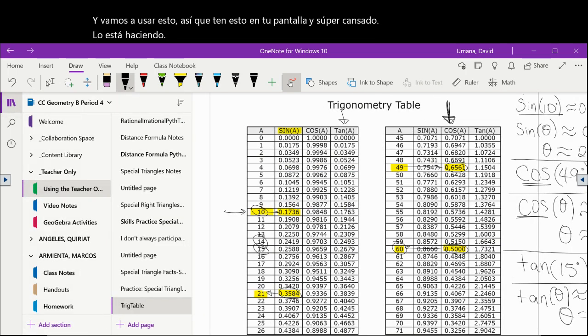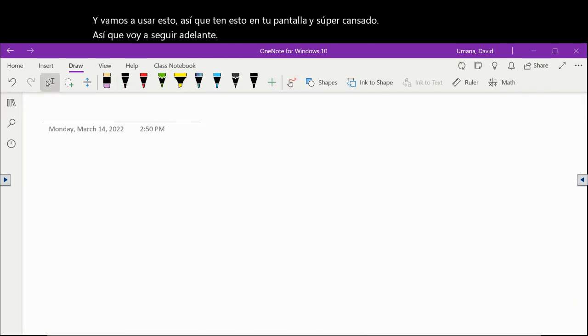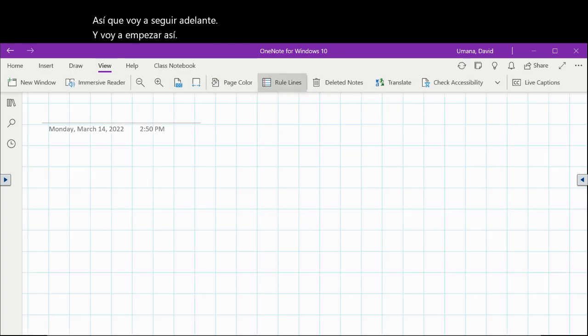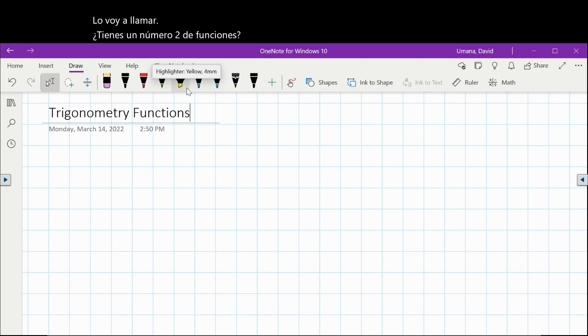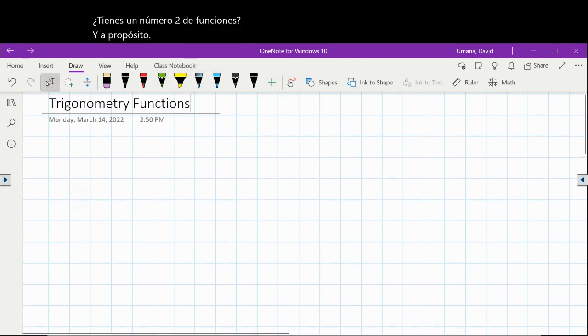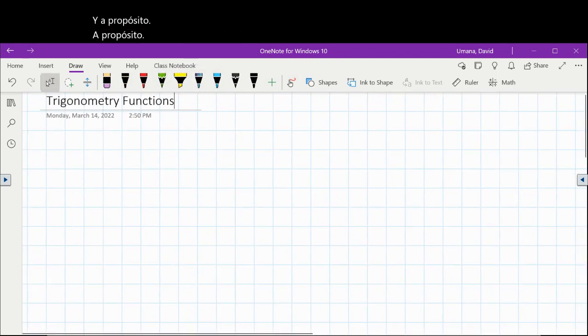So I'm going to go ahead and I'm going to start like this. And up here, I'm going to call it trigonometry functions. And on purpose, write it like this.